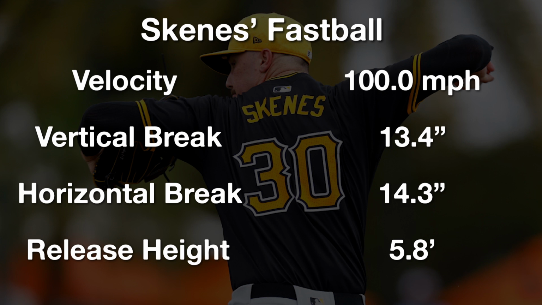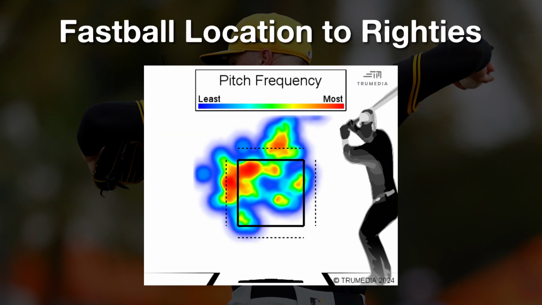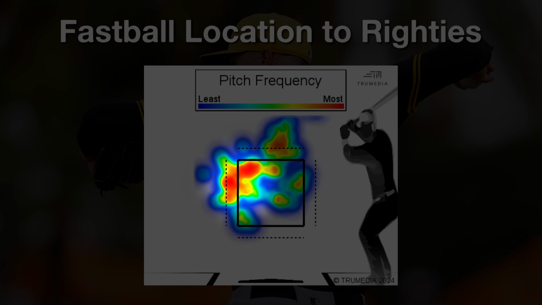Skenes' fastball averages 100 miles per hour. Yes, 100 miles per hour. It has 13 inches of vertical break and 14 inches of horizontal break, which is dead zone, yes, but he's a sidearm thrower. Unless you're Josh Hader, you're not really going to get vertical on your four-seam from that low of a slot. To righties, he's pounding up away with the pitch plus glove side command, which is often hard to do for a pitcher that holds this level of velocity.